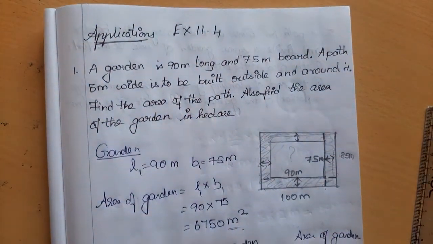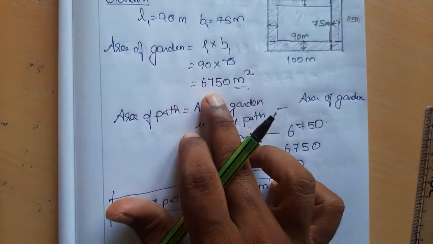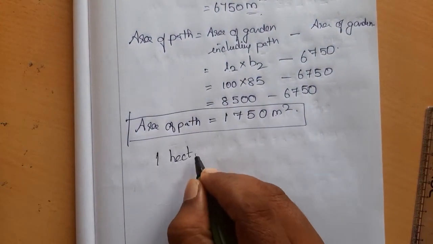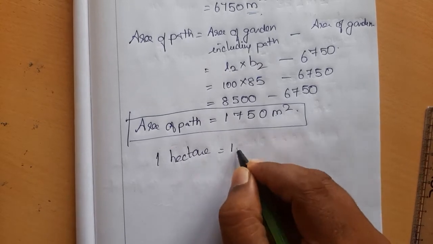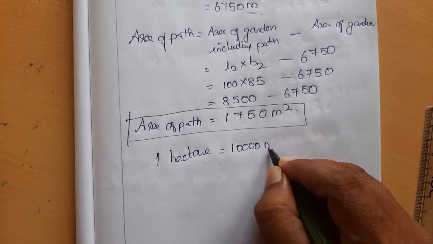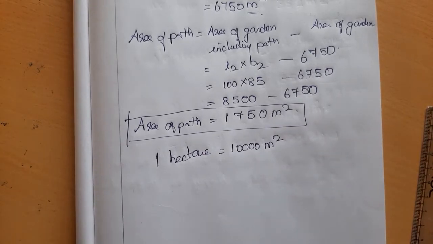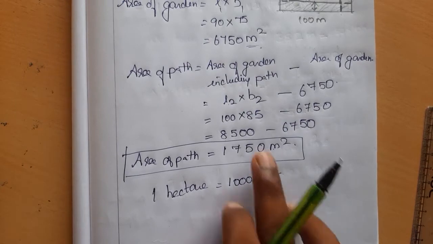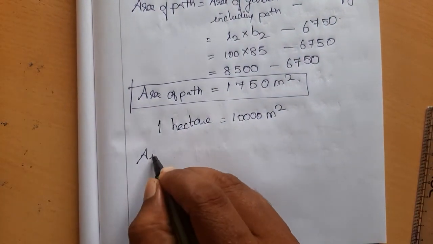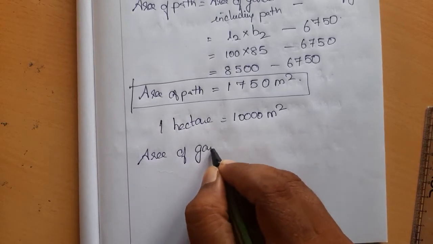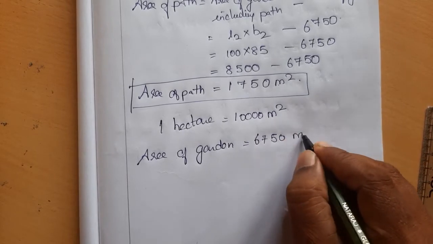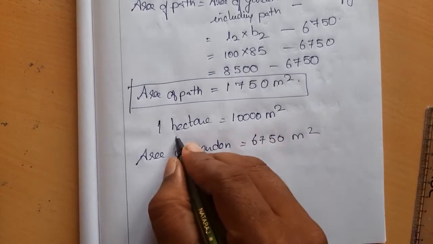We know the area of the garden is 6750 meter square, but they asked to find it in hectare. So for hectare we have to change the unit. We know that 1 hectare is 10,000 meter square, right? So 1 hectare is 10,000 meter square. We know the area of the garden is 6750 meter square. Area of garden is equal to 6750 meter square. To change to hectare, it will become a division, right?